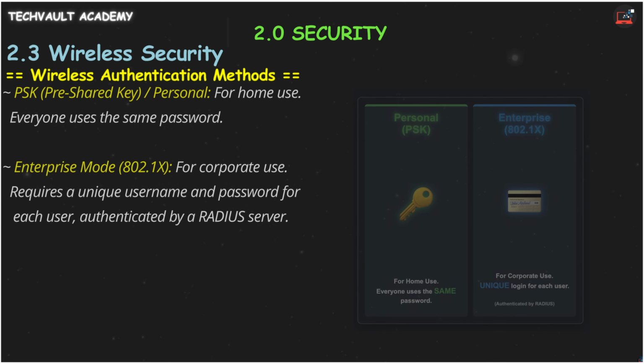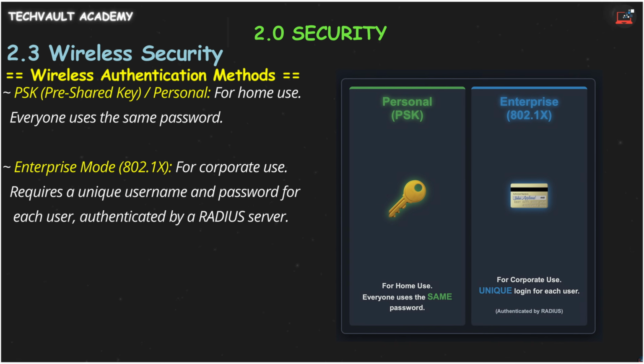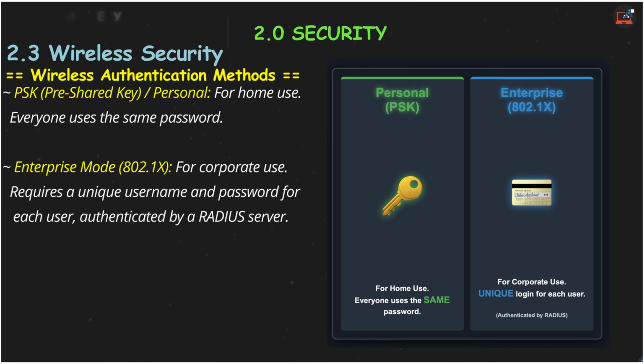Finally, how you connect depends on the environment. For home use, you use a pre-shared key, also called WPA2 or WPA3 Personal. This is like the key to your front door. Everyone shares the same password.